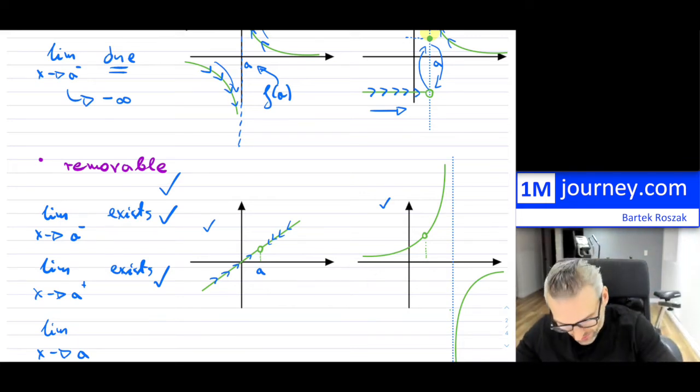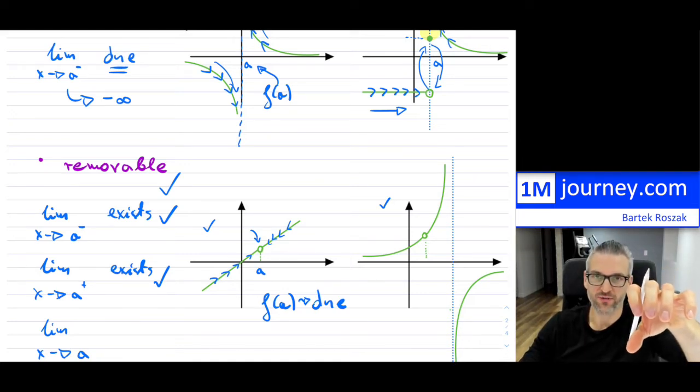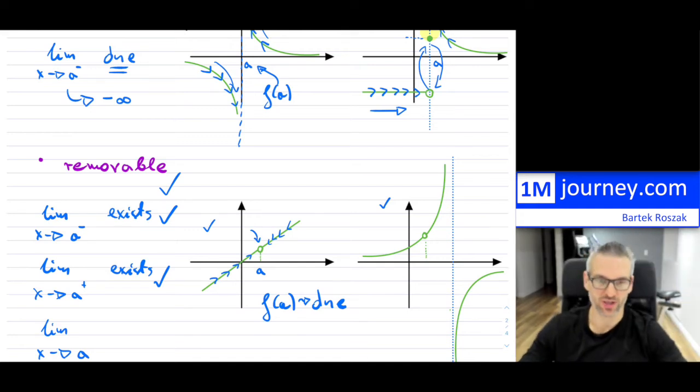So it's not defined at A. So f at A does not exist. And therefore, it's discontinuous at that point. And it's called removable because when the function is not defined at that point, but the limit exists at that point, then we say that that is a removable discontinuity.